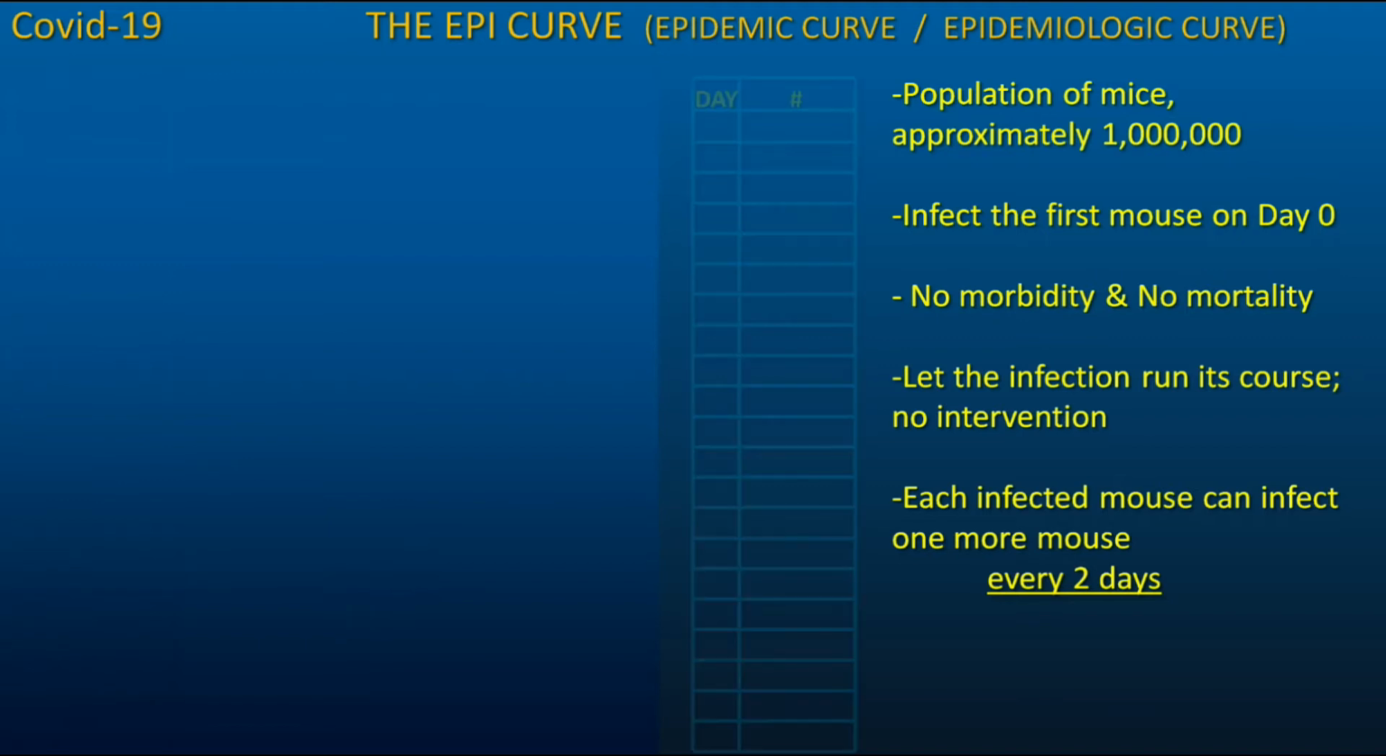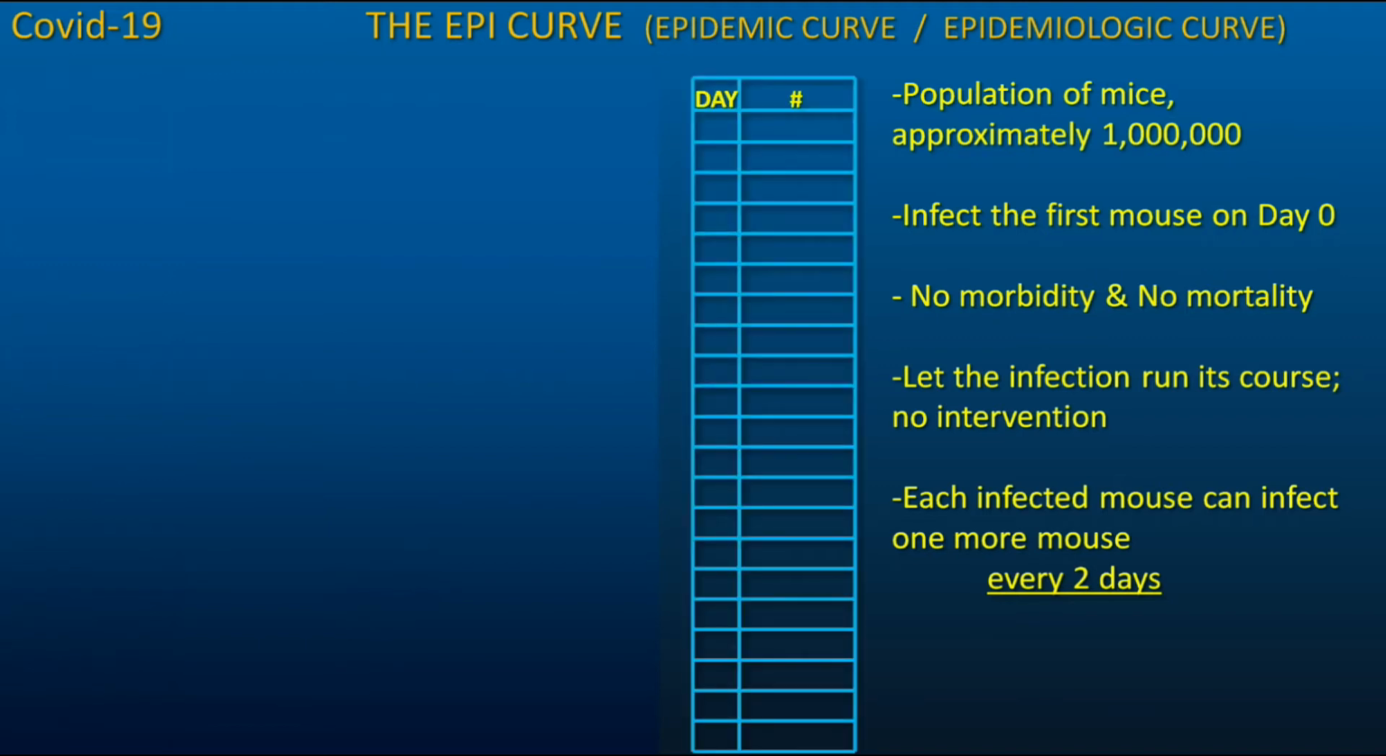And so the recording on our spreadsheet shows 1 infected mouse on day 0. A second mouse is infected by the end of day 2. By the end of day 4, that doubles to 4. Another 2 days bring it to 8. Another 2 days double to 16, and so on and so forth until we get to day 40, when all 1 million mice will have been infected.